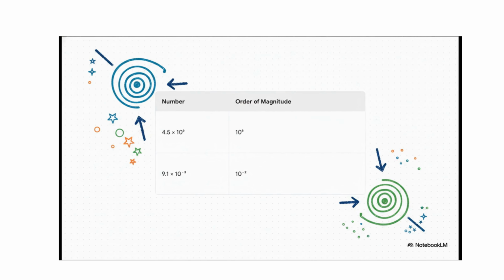So, take a look at this table. For 4.5 times 10 to the 6th, that front number, 4.5, is less than 5, so we just say it's roughly on the scale of 10 to the 6th. But check out the second one. Since 9.1 is way closer to 10 than it is to 1, it's almost at the next power of 10. So we round up, and its order of magnitude is actually 10 to the negative 2.